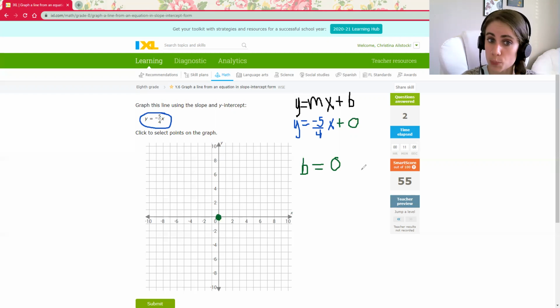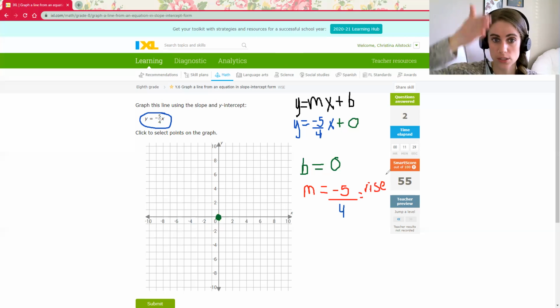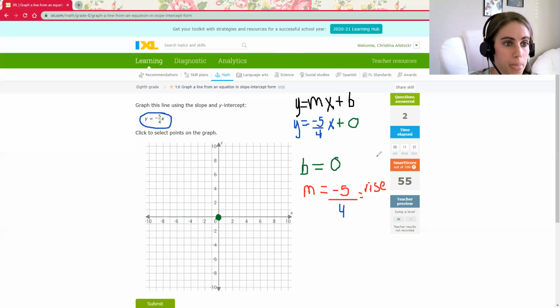Now we need our slope so we can get our second point. Our slope is our m, so that coefficient, the number in front of our x. In this case, our slope is -5/4, which is our rise, so how much our y changes, because you're rising up and down, over run, how much your x changes left and right.